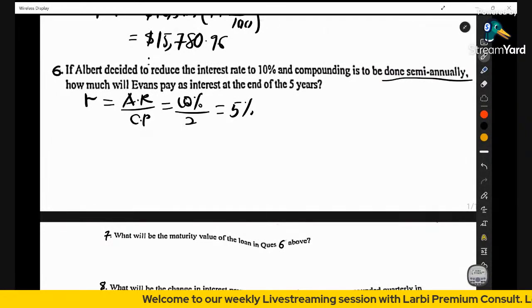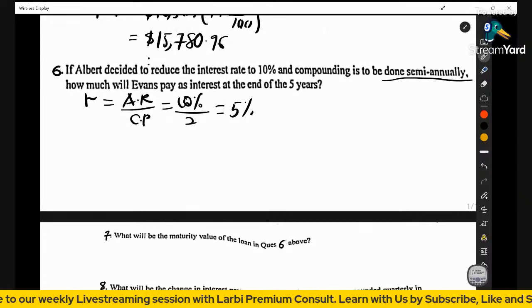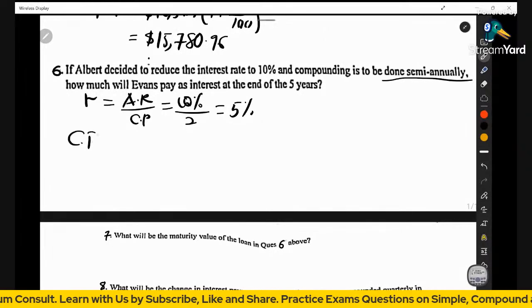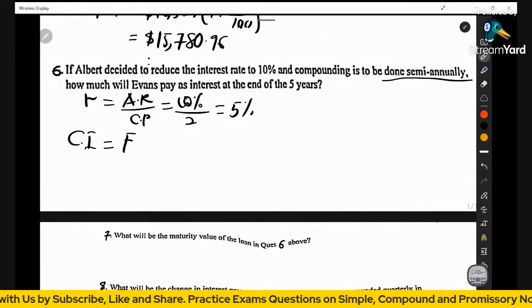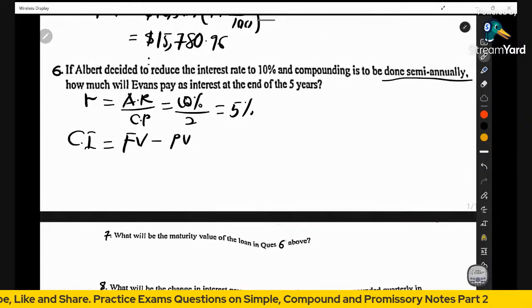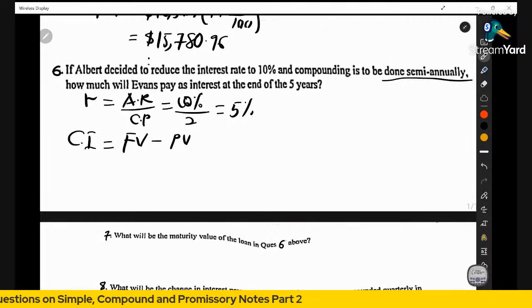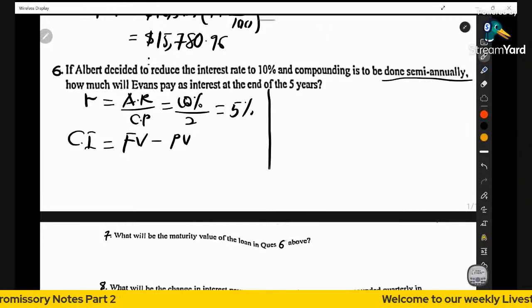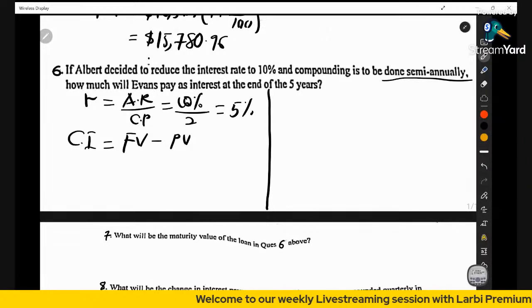All right. So therefore, what are we asked to find? How much will Evans pay as interest at the end of the 5 years? So we are talking about interest. When it comes to compounding, for us to know the compound interest, we say the compound interest should be the future value minus the present value, or the principal, the initial loan amount. But before we get that, we need to find the future value so that we can get our compound interest at the end of the 5 years.